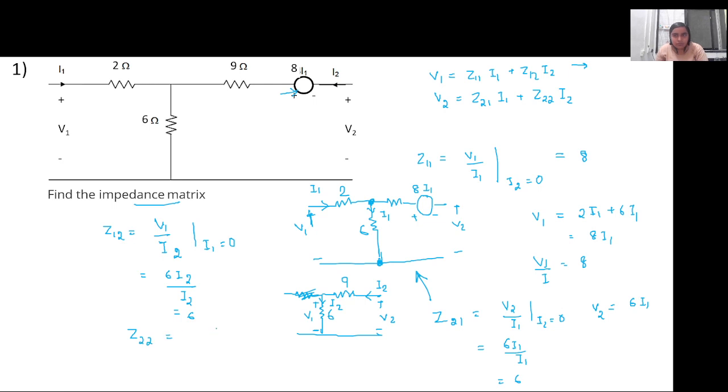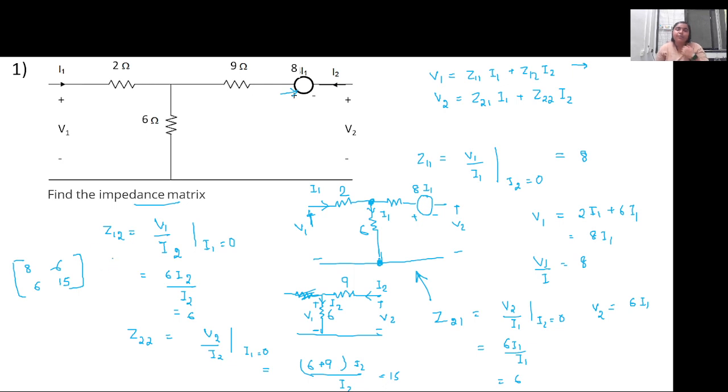Z22 will be equal to V2 by I2 with I1 equal to 0. So V2 is 6 plus 9, right? 6 plus 9 times I2 by I2, which comes out to be 15. So this is how we calculated the Z matrix. Similarly, you can also calculate the Y matrix or hybrid matrix as per requirement. So the matrix is 8, 6, 6 and 15.